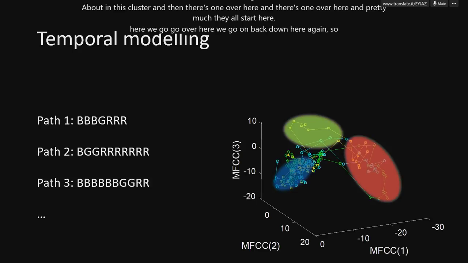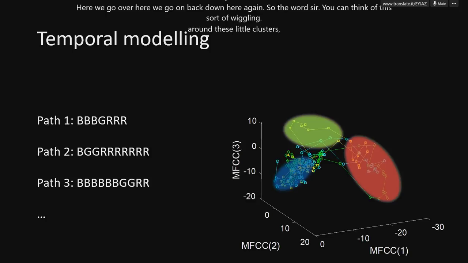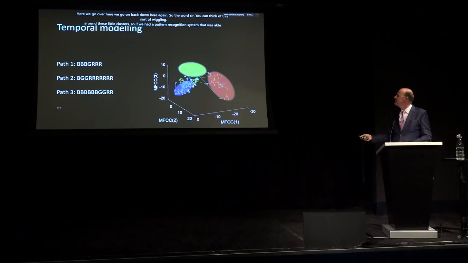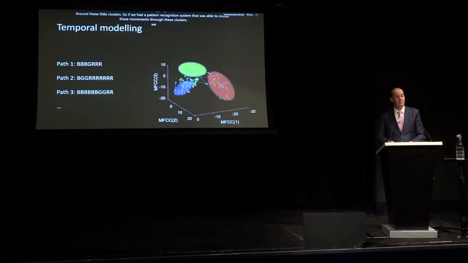So if we had a pattern recognition system that was able to model these movements through these clusters, we'd have solved the speech recognition problem. Yay! Well, that is a fantastic place to point out that such a system does exist.